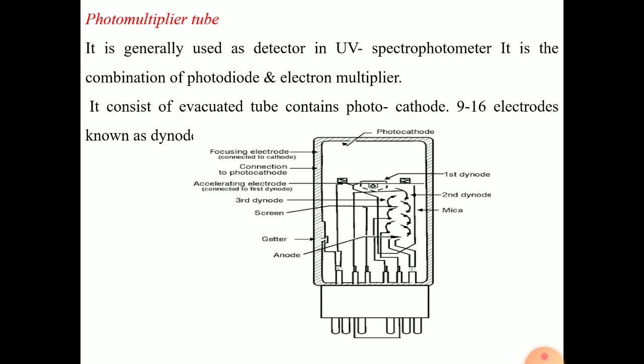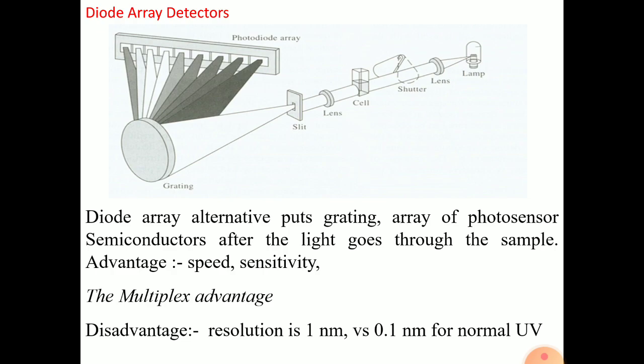Now the electrons are reflected onto the second dynode. Again it will be multiplied. Third dynode, fourth, fifth, sixth, around 9 to 16 dynodes will be there. So the multiplication of electrons happens. Why do we multiply the electrons? To get a high intensity signal. If there is only one electron, we get a very low signal in the detector. So to get a high intensive signal, we multiply the electrons.